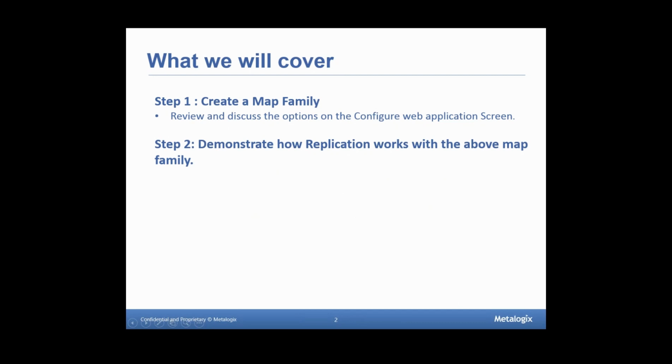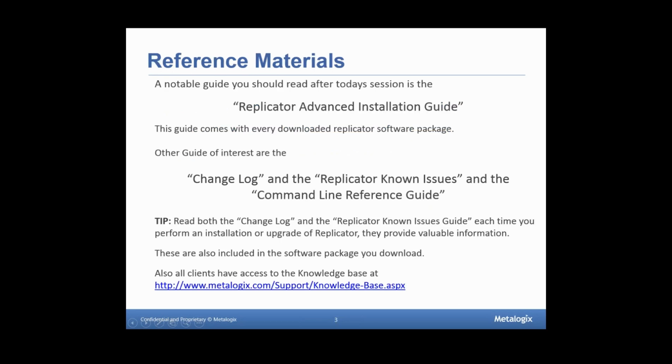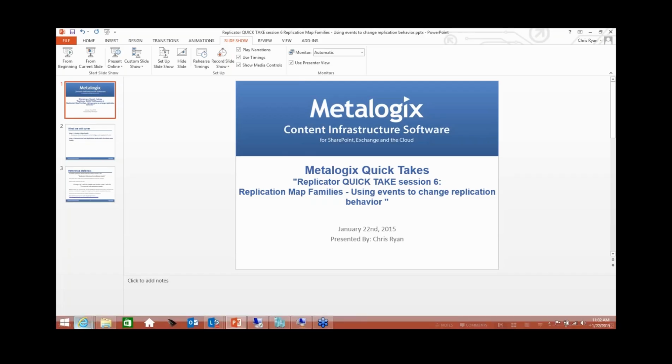All right. So basically, the first thing I'll be going through is the creation of a map family, as well as reviewing some of the options in the map with regards to the events available.